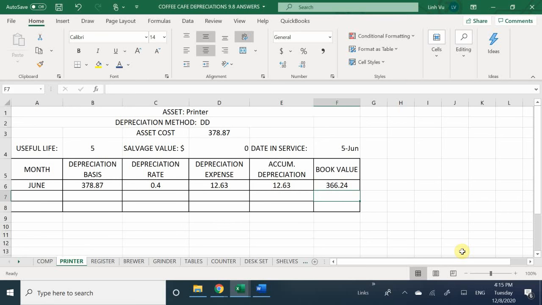We'll just start from the beginning. The depreciation basis is the 378.87. The rate is 40%. Depreciation expense is $12.63. The accumulated depreciation is $12.63, bringing the book value to $366.24. Good, that's what I got too.